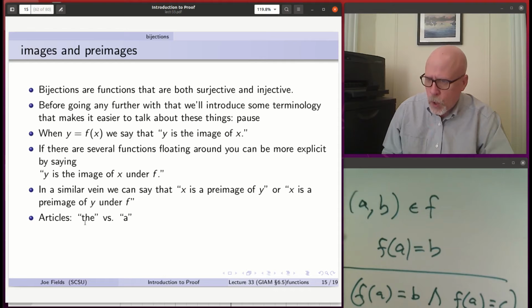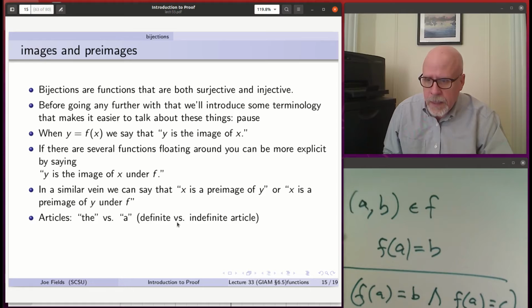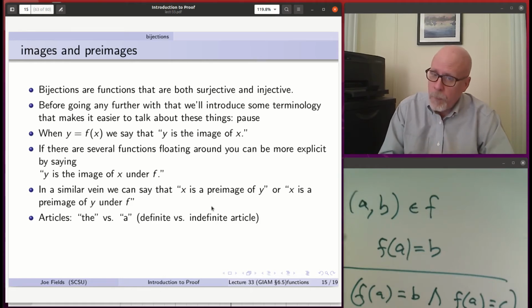Notice the use of the articles in this. In the one about images, I said y is the image of x. But in the one about preimages, I said x is a preimage of y. Why? Well, in English, the is called the definite article, and a is the indefinite article. We use those when there's a definite thing we're talking about, when really what it's getting at is there's uniqueness. The image, because there's only one image. A preimage, because there may be many preimages.